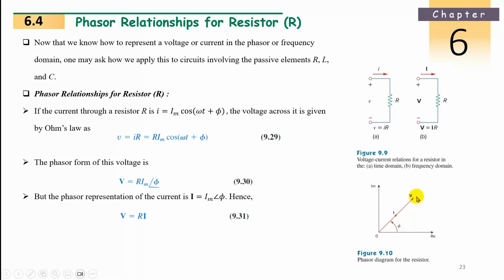Now from I to V is nothing but R multiplied by I, which is nothing but your V. That's the multiplication factor R. So that's why there is more value here. V is on top and I is down.